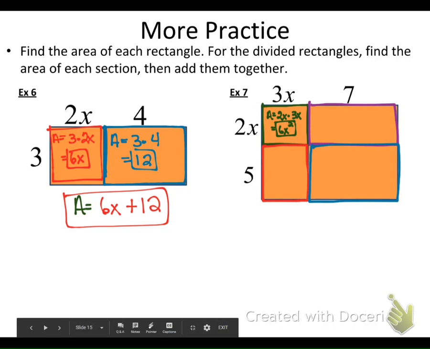Now, I'm going to come here. I'm going to find the area of this shape. So, first thing, what's my height? Good. My height is still 2x. It's still the height of this shape. What's my width? Okay, what's 7 times 2x? 14x.